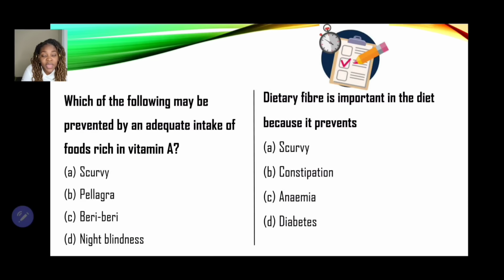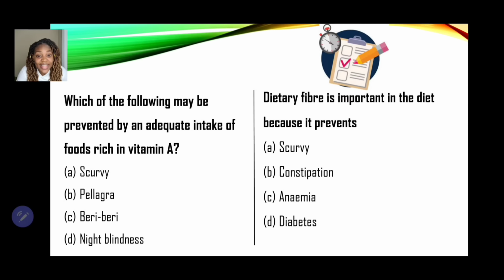Next question. Which of the following may be prevented by an adequate intake of foods rich in vitamin A? A, scurvy, B, pellagra, C, beriberi, and D, night blindness.